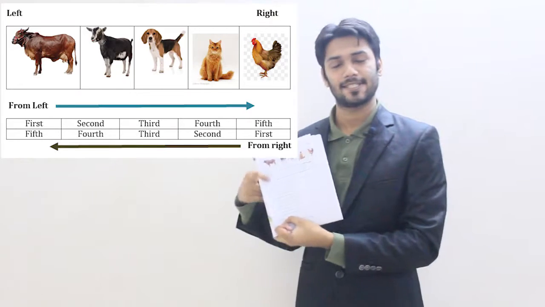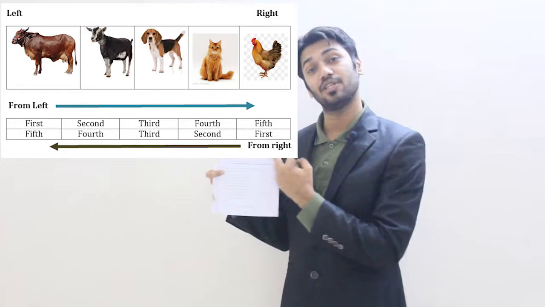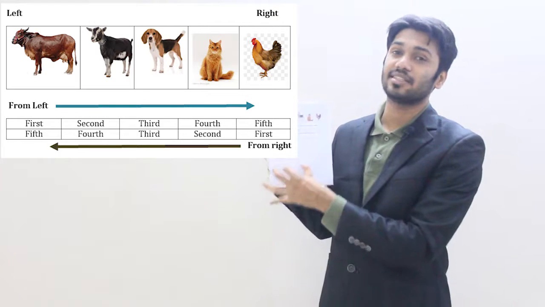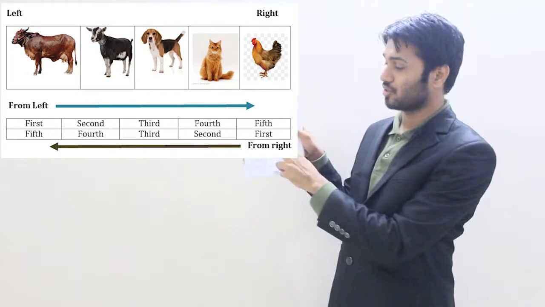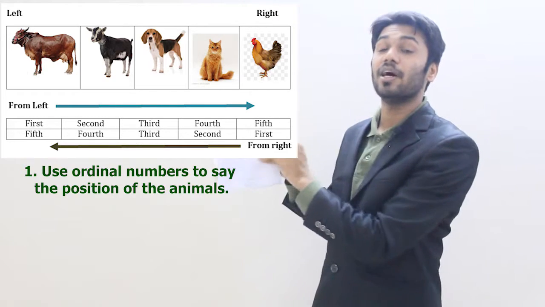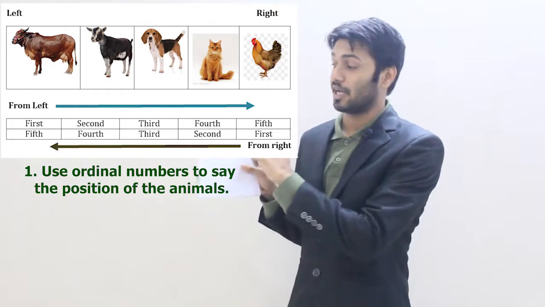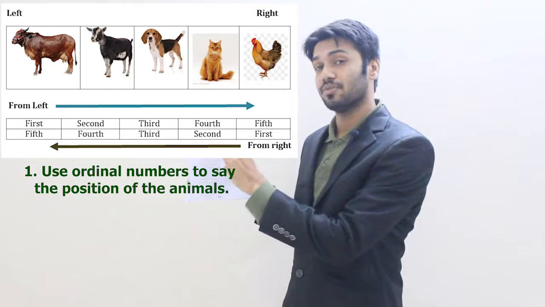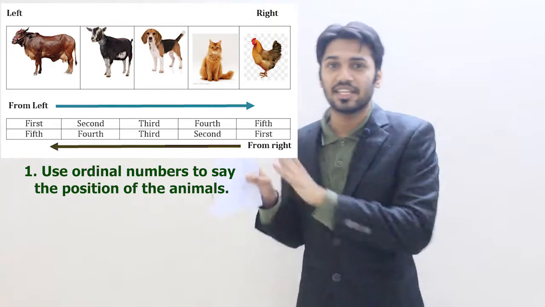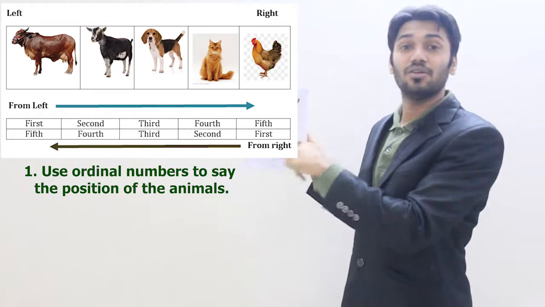Now, look at this. There are some pictures, 1, 2, 3, 4, 5. We have 5 pictures, right? And using these 5 pictures, there are some exercises given for the students. Look at this. What is it saying? Use ordinal numbers to say the position of the animals. That means you will be using ordinal numbers to find out the position of the animals. How? This is a game. Don't teach it like it is a lesson. It is a game. You ask the student to find out which animal we are talking about here.